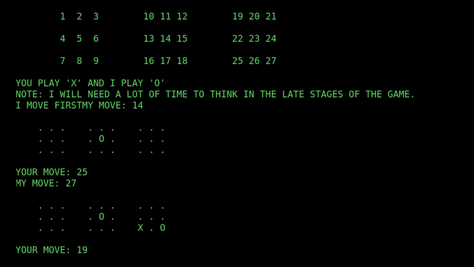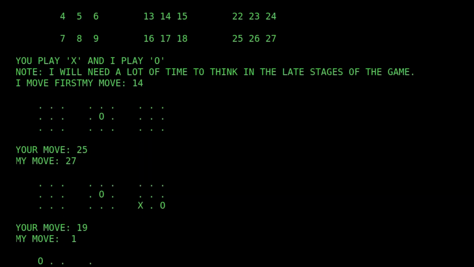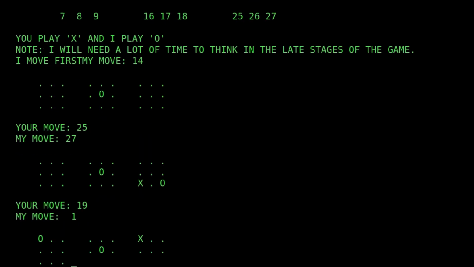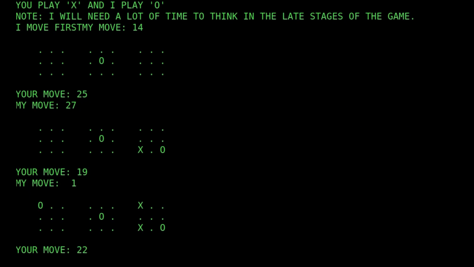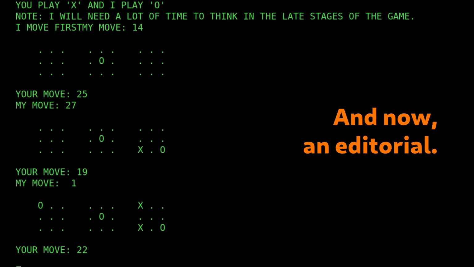I'm yet to beat this thing, by the way. And I won't play out the whole game because we can see where we're going. It already just got a line, a diagonal line through the middle. So it's up one on me. I could go 19, 20, 22. And I'll pick up a line there, but it's going to set itself up.